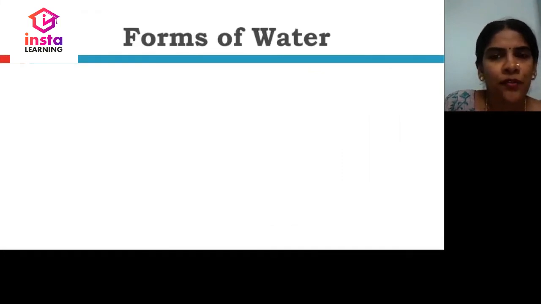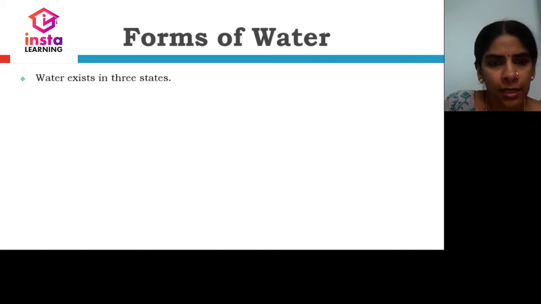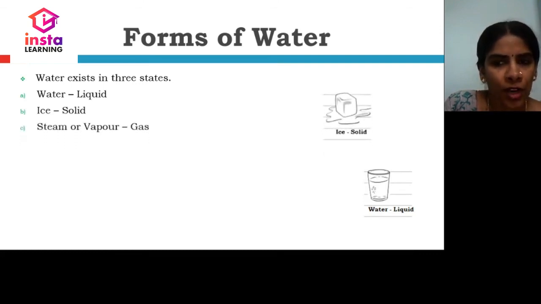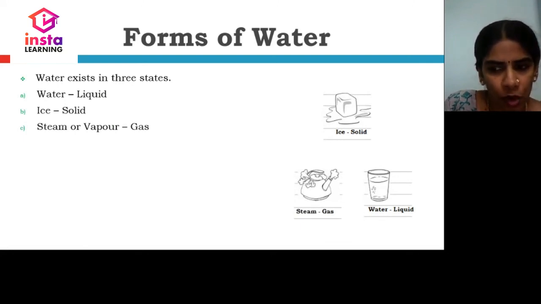What are the different forms of water? Water exists in three states. Water in liquid form, ice in solid form, steam or vapor in the gaseous form. We can see water in the form of liquid, ice in the form of solid, steam or vapor in the form of gas.